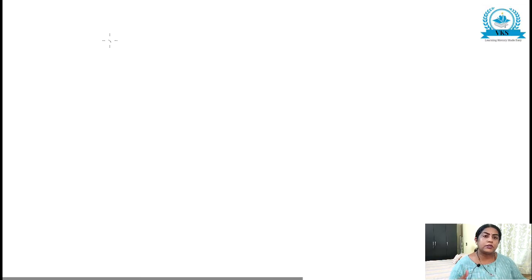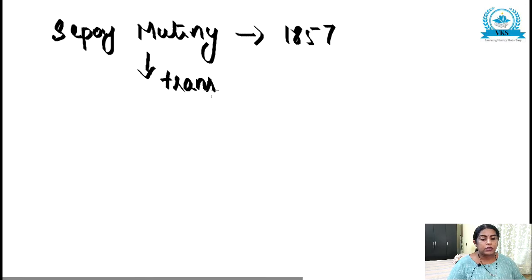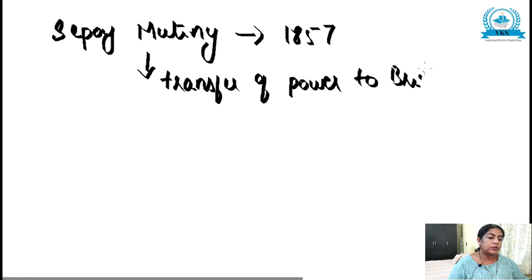Now afterwards many events happened. The Sepoy Mutiny, which is also called the First War of Indian Independence, took place in 1857. This Sepoy Mutiny led to the transfer of power to the British Crown.